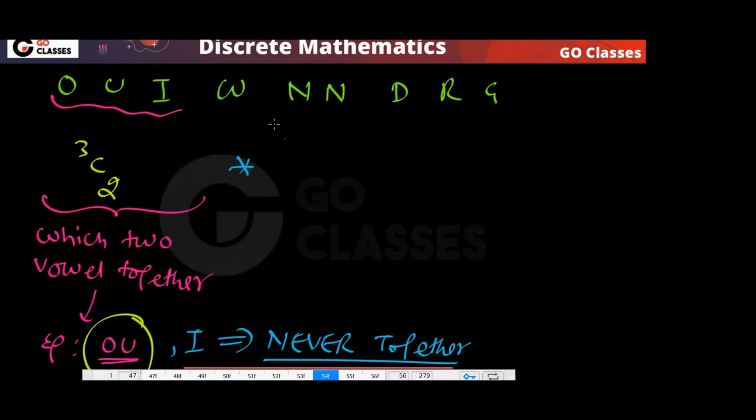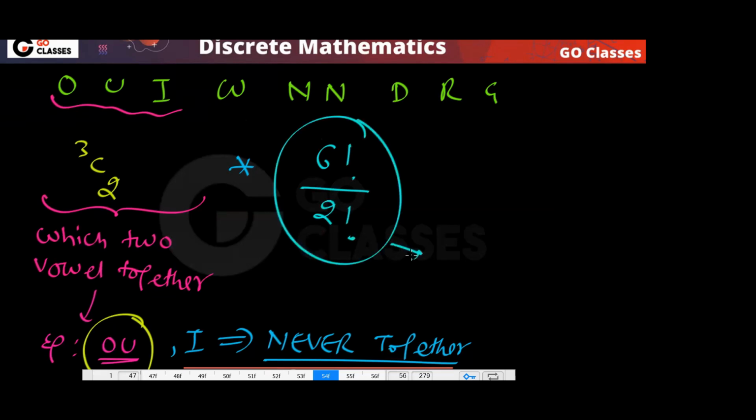So very simple. First you arrange the remaining people. How many remaining people? Total 6 remaining people you have. So first you arrange the 6 remaining people in 6 factorial divided by 2 factorial ways. This is for the remaining people.